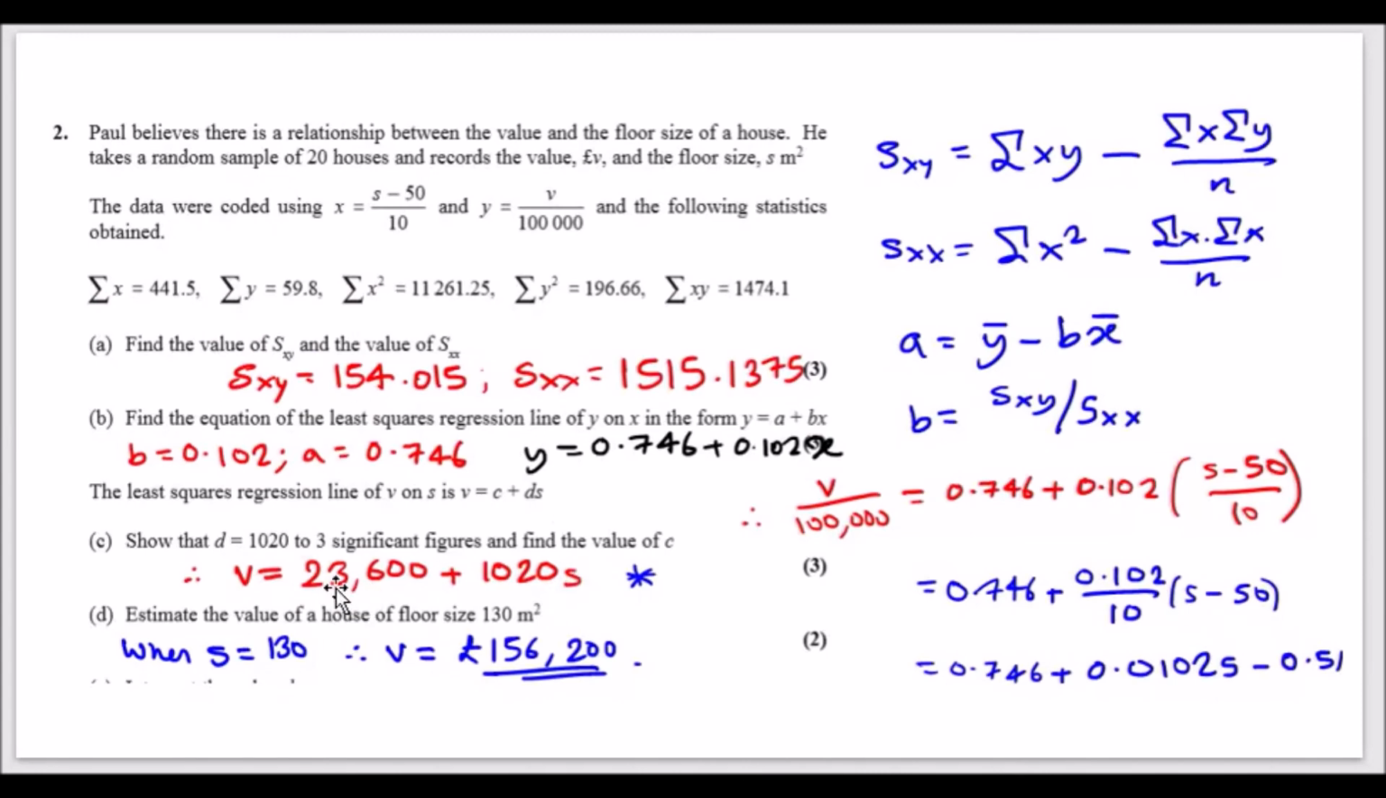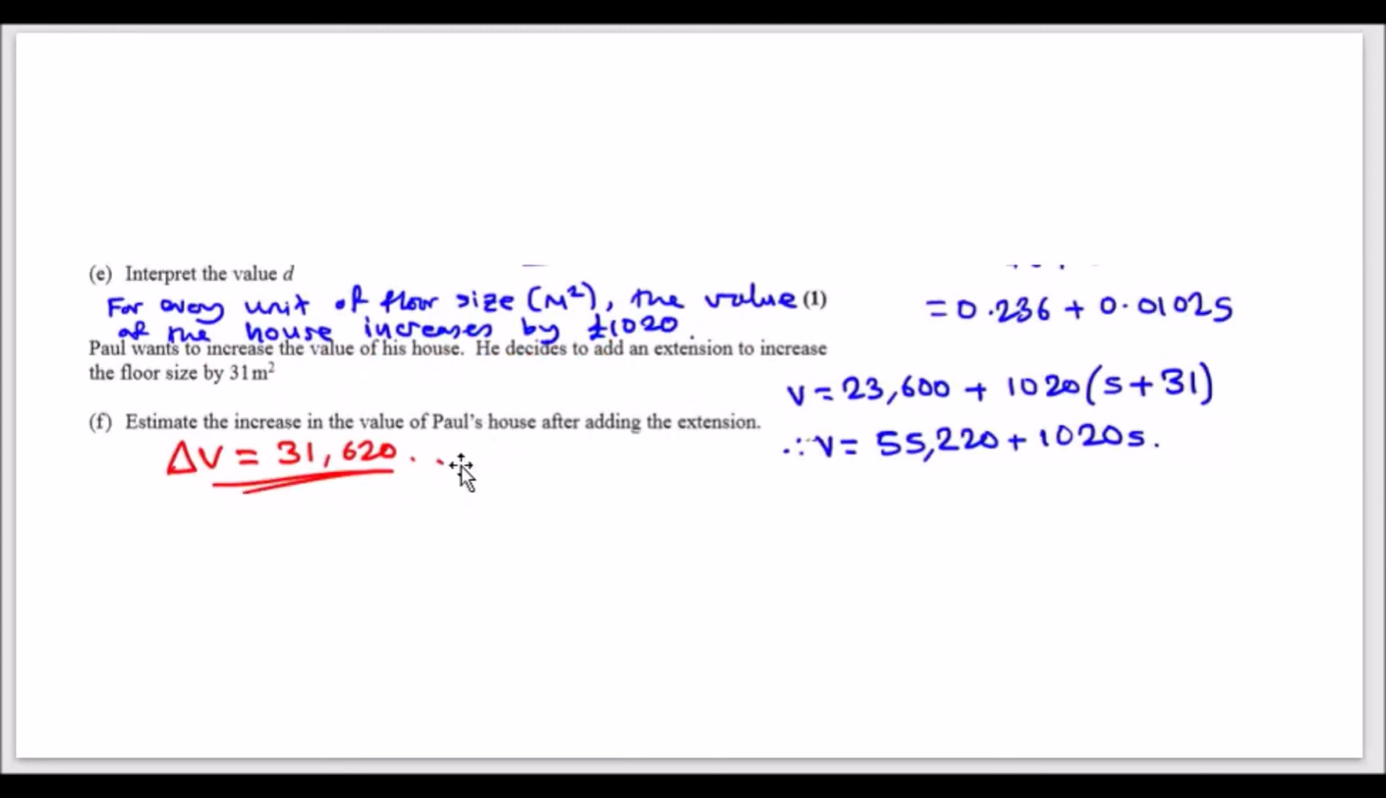If they ask you to find the value of c, or a in this case, of c, you would say that the initial value of the house is 23,600 pounds, or the constant value of the house is £23,600. So as long as it's like that.